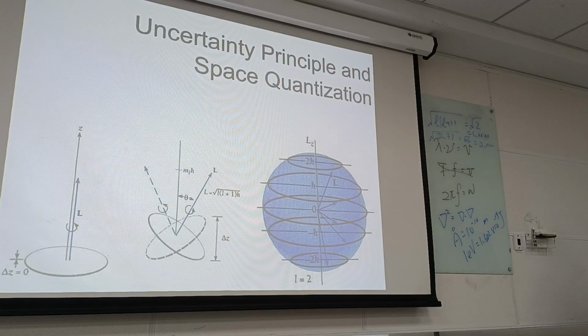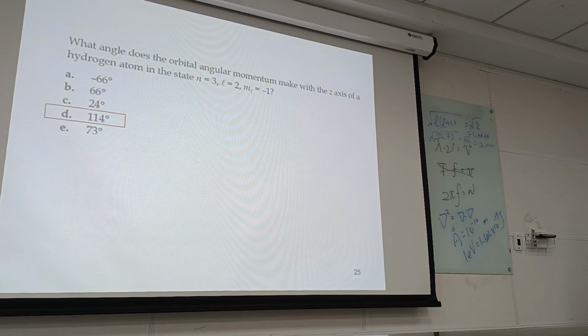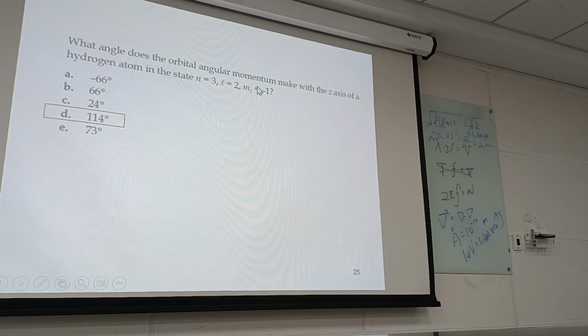And then let's try to calculate how big is the signal or the energy they absorb and they respond. Before that, let's try to calculate the angle. This is very easy. If n equals 3, L equals 2, ML equals -1, okay? So what's the angular momentum with the z axis? L equals 2, ML equals -1.